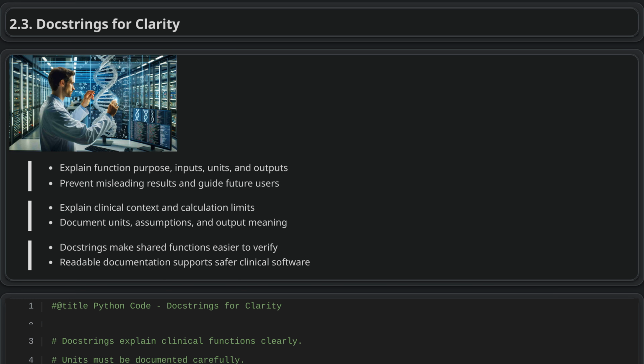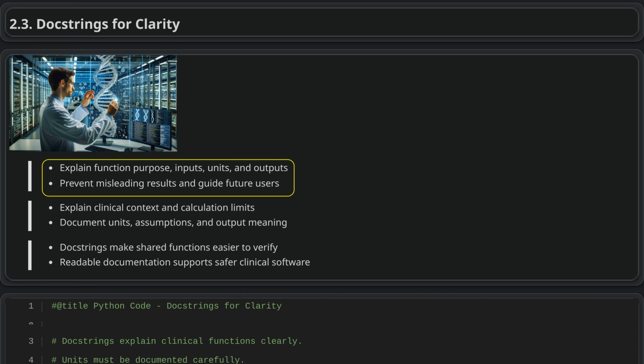Docstrings for clarity. Docstrings are essential in clinical calculation functions because they explain what the function does and how to use it safely. They should state the clinical value being calculated, the expected measurements in units, and the type of result returned. This helps prevent misleading results from incorrect assumptions and gives future users a reliable reference when reading or reusing the code.